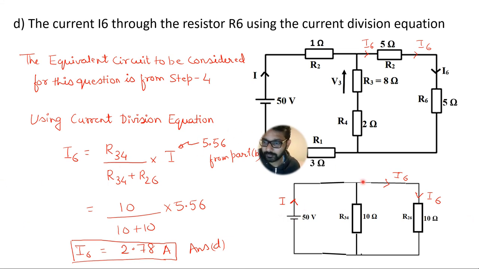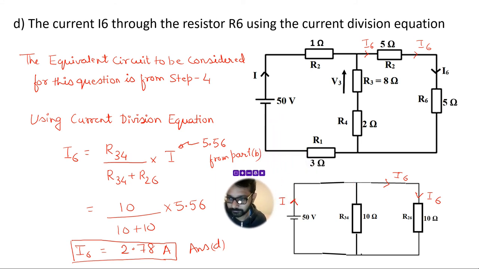drawn in step 4, for the first part. So previously we have reduced the circuit something like this. And I forgot to mention these two parts here. So you had R2 connected here, which is 1 ohm, and this side you had R1, which is 3 ohms, right?